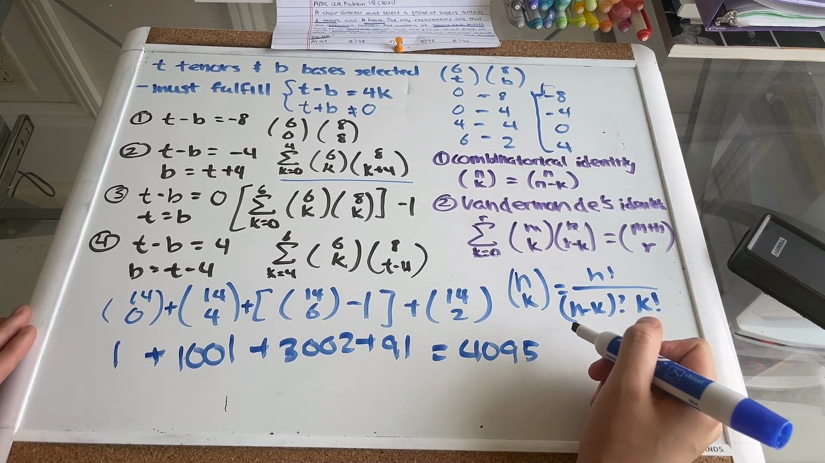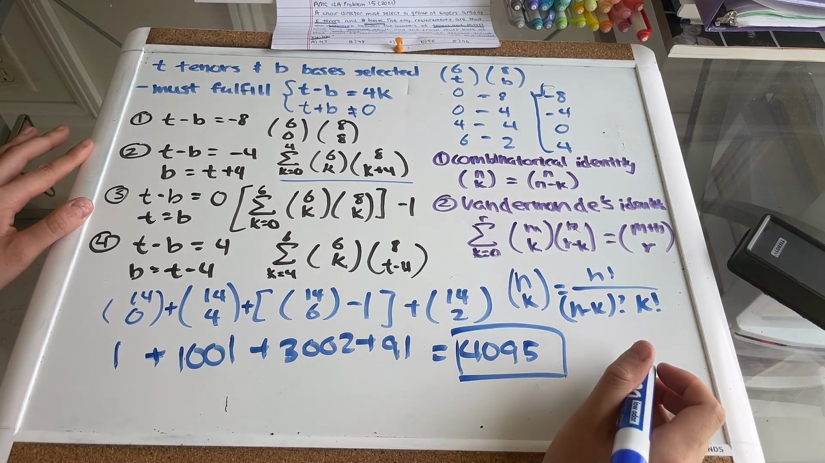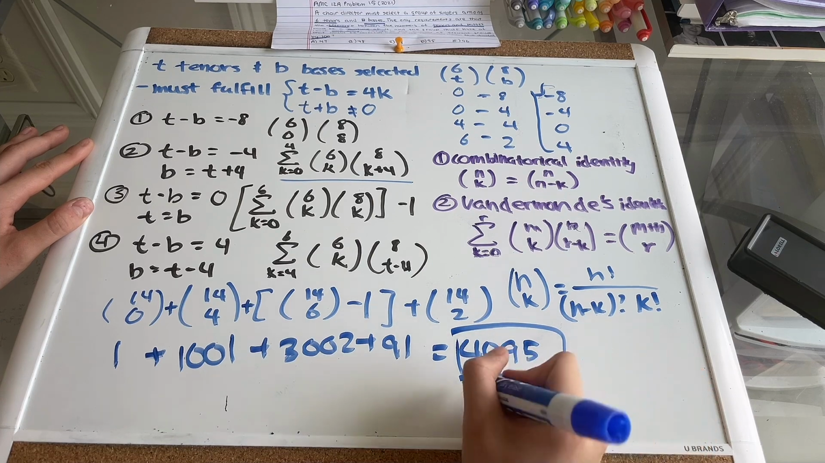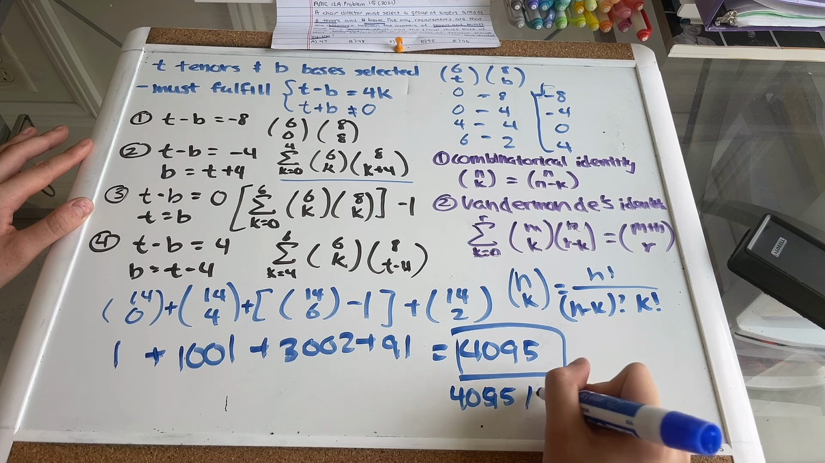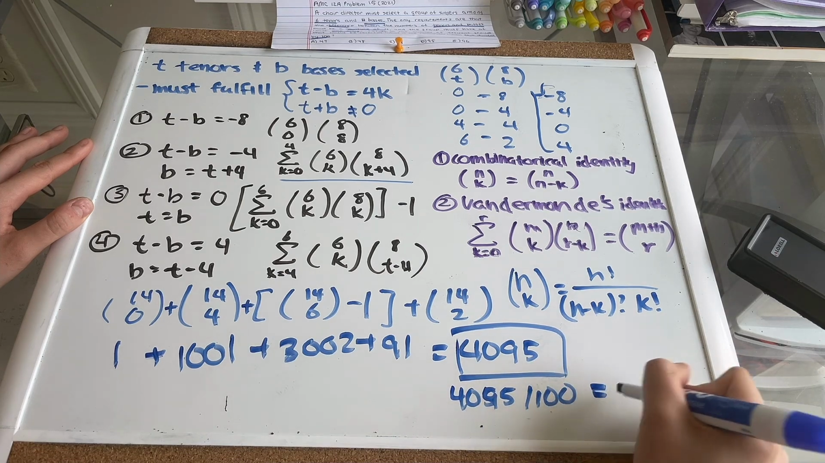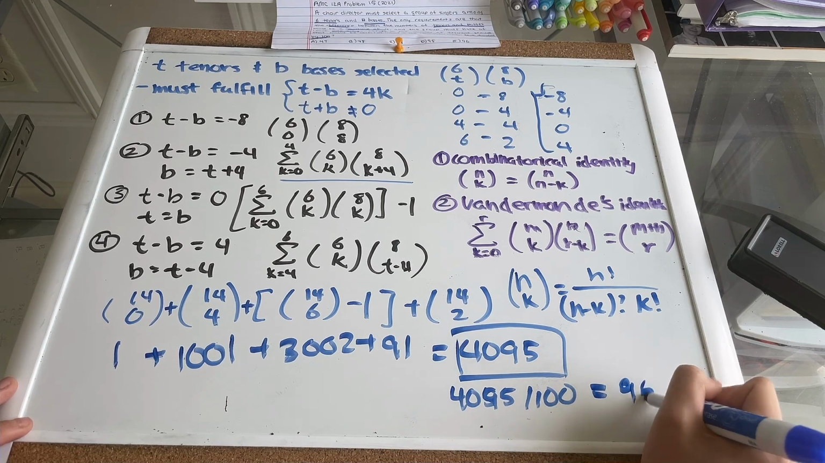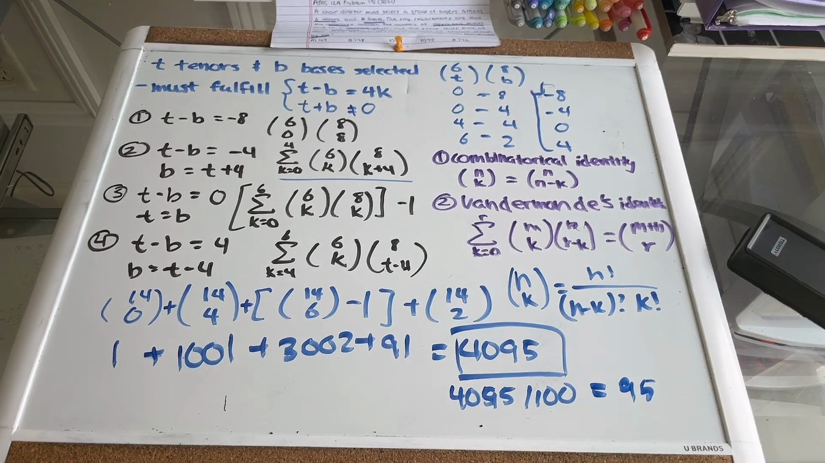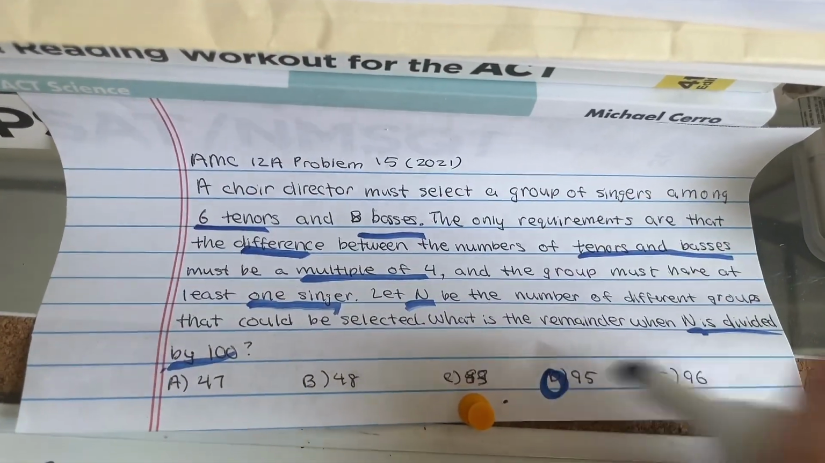So the question is, this is a number for n, right? But what we're looking for is what is the remainder when n is divided by 100. So 4095 divided by 100 is going to have a remainder of 95. So looking at our answer choices, we can see that the answer is going to be D, 95.